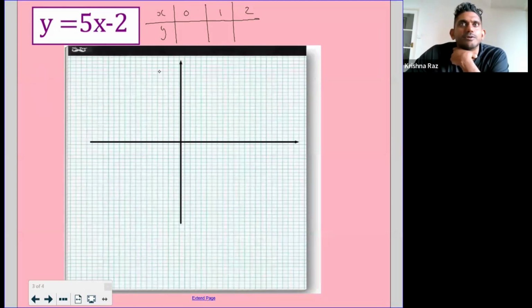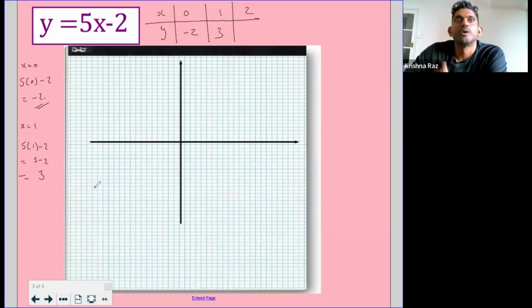So when x is 0, we have 5 times 0 minus 2, which is 0 minus 2, which is minus 2. When x is 1, we have 5 times 1 minus 2, which is 5 take away 2, which gives us 3. When x is 2, our result ends up being 5 times 2, take away 2. So 10 take 2, which is 8. So those are 3 points.